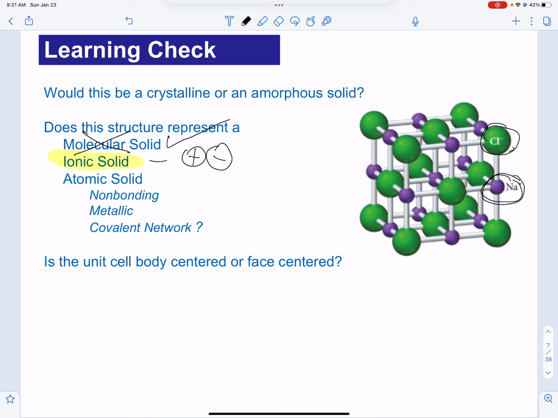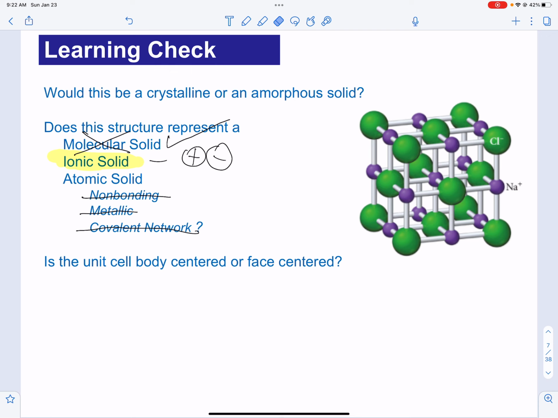But let's continue checking. An atomic solid. An atomic solid contains atoms combined together. And one of them is non-bonding. Obviously, these ones are bonding. So no, that cannot be what we're talking about. What about metallic? Well, it contains chlorine, so it cannot be metallic. Covalent network. Covalent has to be non-metals. There's a metal there. So the answer is ionic solid. This is going to be an ionic solid based on the descriptions and the process of elimination we have used.